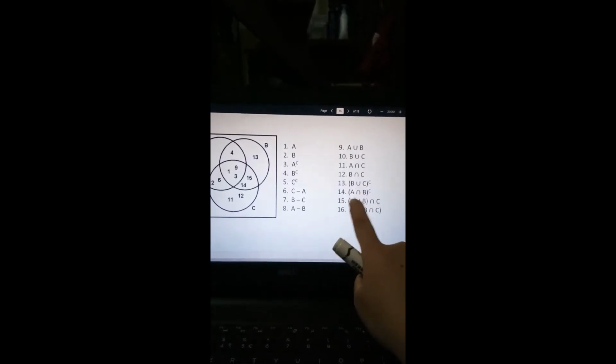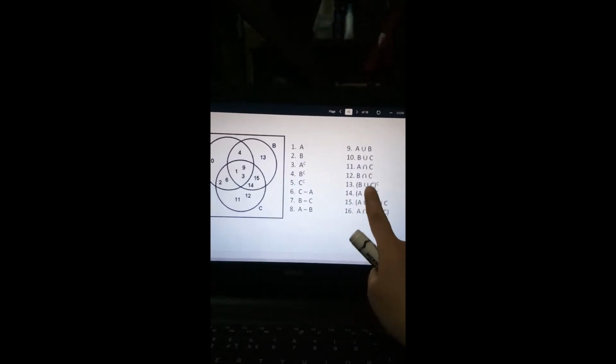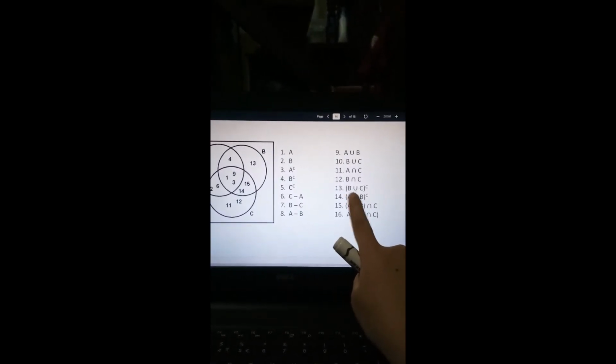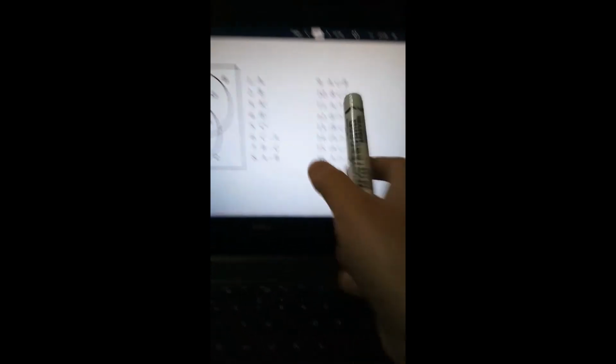Number 13. So, kung may mga multiple na elements or multiple na operations just like this, okay, all you have to do is to do the ones inside the parentheses first. Okay, o lista natin. Ay, wag na. So, start tayo.